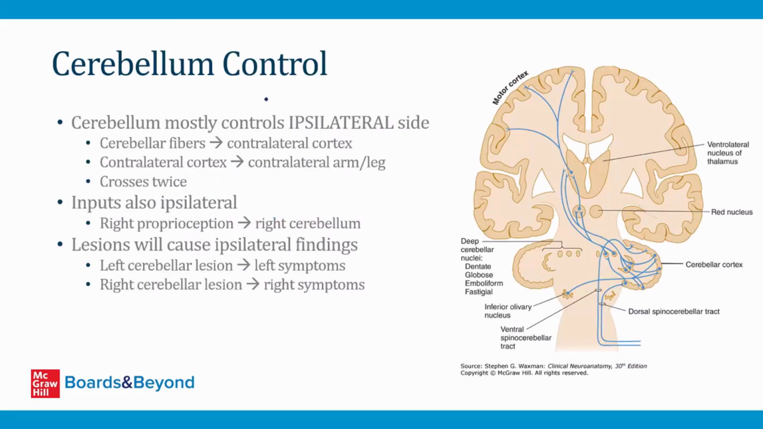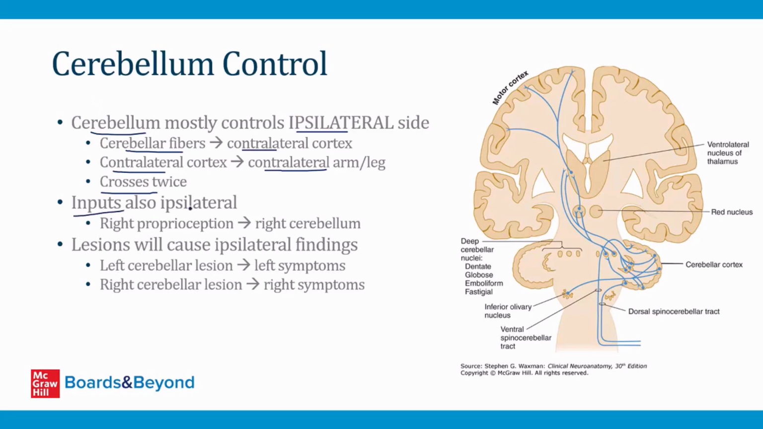Let's talk about which side of the cerebellum influences movement on which side of the body. In general, the cerebellum mostly controls the ipsilateral, or same, side of the body. The reason for this is because cerebellar fibers cross to the contralateral cortex, but then the contralateral cortex has fibers that cross again and influence the contralateral arm and legs. So you get two crossings, and as a result, the right side of the cerebellum is going to control the right side of the body and vice versa.